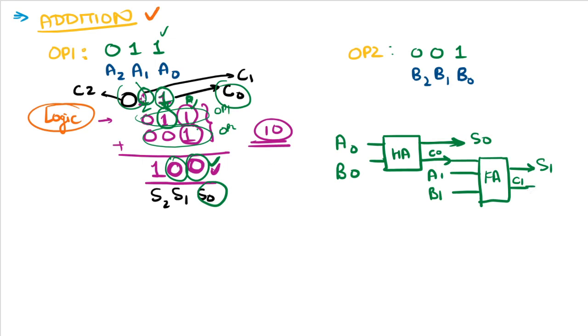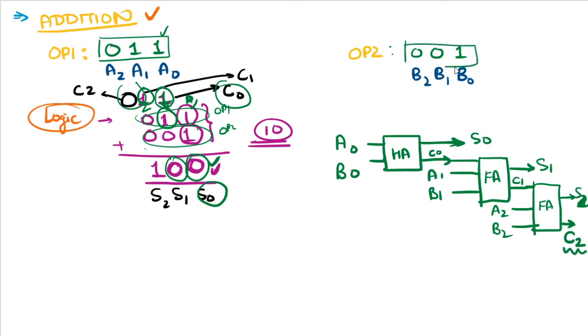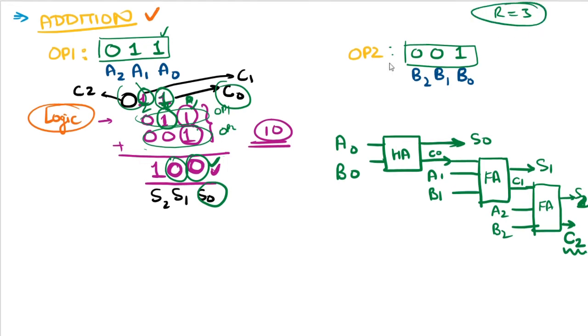Now we will add c1 with a2 and b2 in a similar fashion. So we will again use one full adder, and we provide a2 and b2 here along with c1, and we get s2, and we will get carry 2, right? For example, if we have these operands, we can assume that our register has the width 3. That means our accumulator will also have width 3, right?